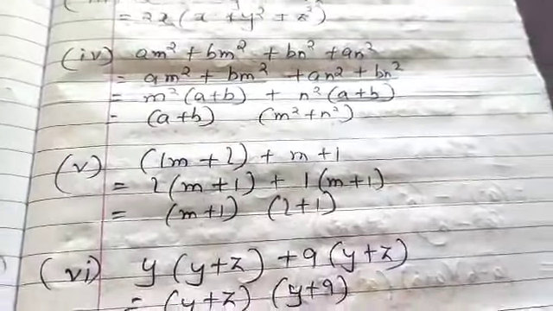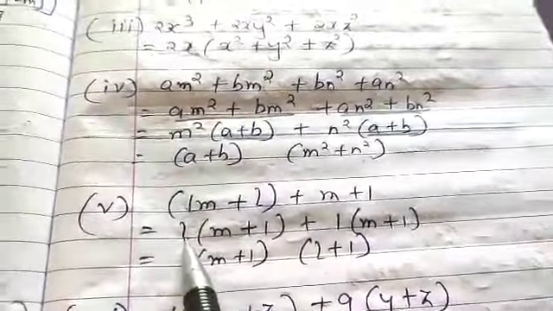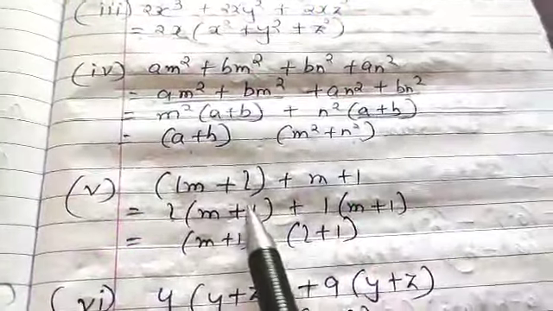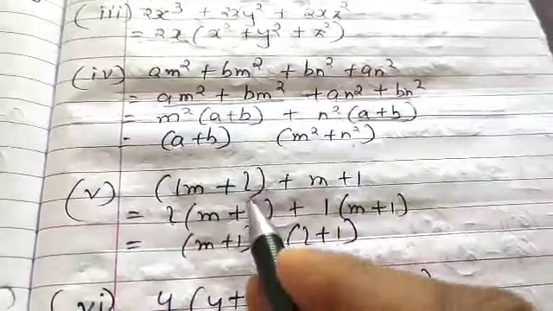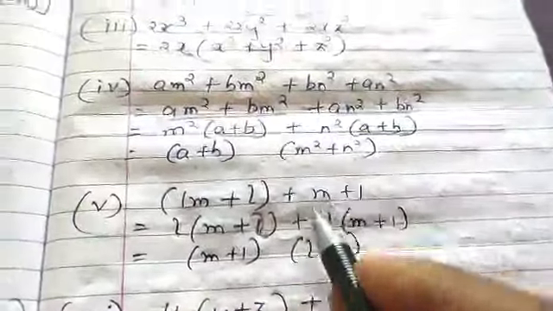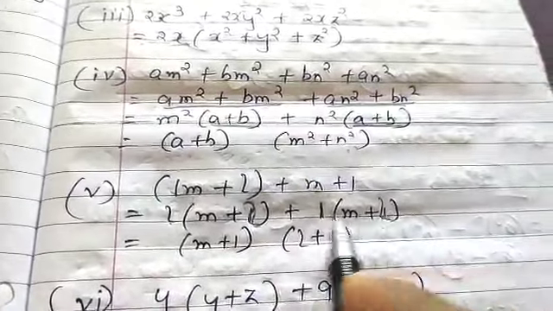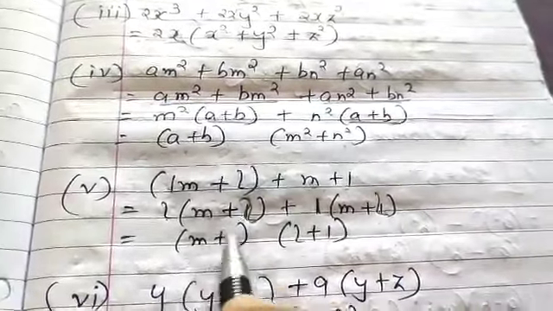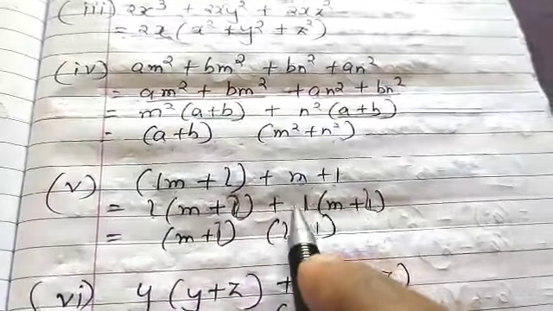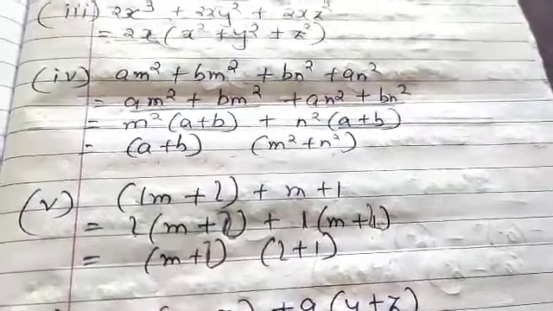Now the next one, lm plus l plus m plus l. Here if I observe, l is common, so I take l outside the bracket, and inside the bracket what will remain? m plus l. Then m plus l. Here nothing is common, so what will I write? 1, and inside the bracket m plus l. Now both brackets have a common term, that is m plus l, so I will write it in one bracket, m plus l, and in another bracket the l and 1 I will write as l plus 1. This is the final answer.